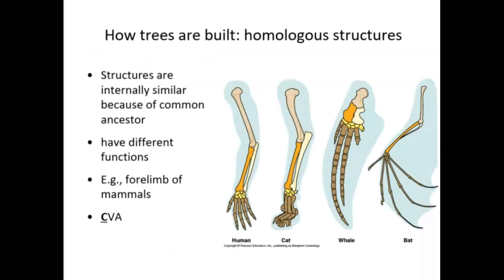One of the strategies for building phylogenetic trees is to look for homologous structures. These are organs or body parts that appear in different species and are similar in structure and location, but they don't necessarily share the same purpose. A classic example is with the mammalian forelimb.